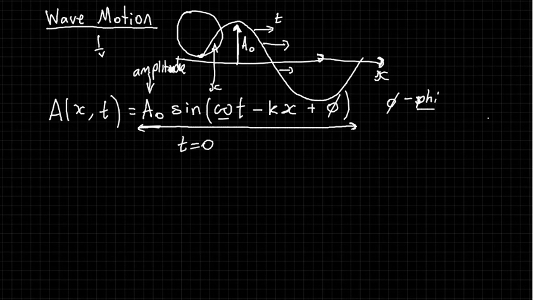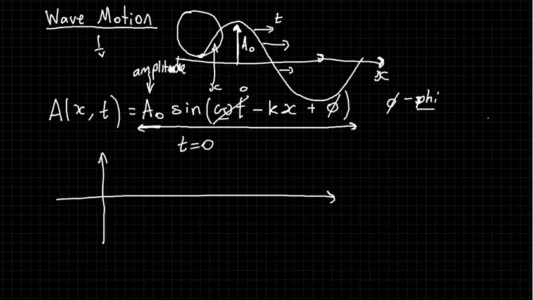So this is quite a complicated thing, and people made this up in order to describe wave motion. So let's see what all these different parameters describe. So let's take time as equal to 0, and so basically that will mean that this term goes to 0, and we'll just have this minus kx plus phi term.